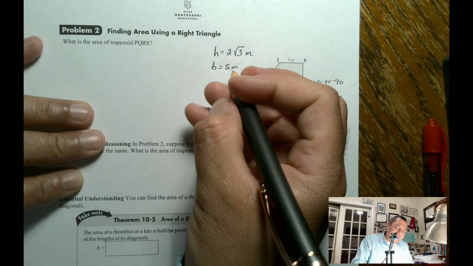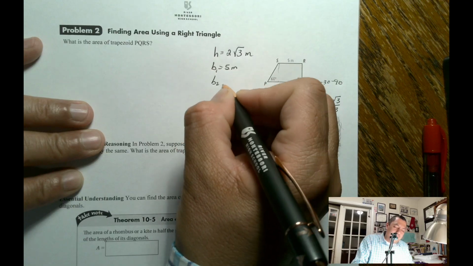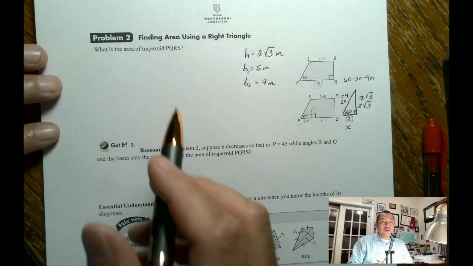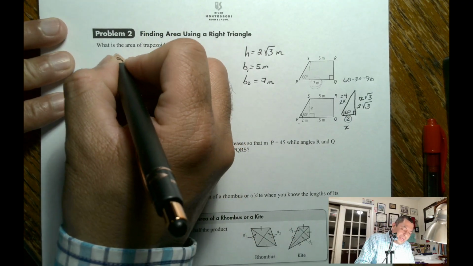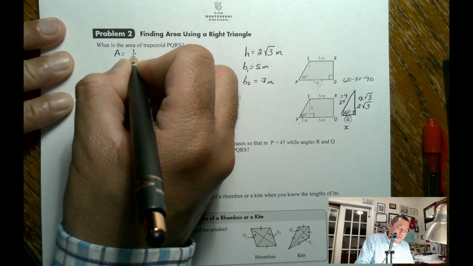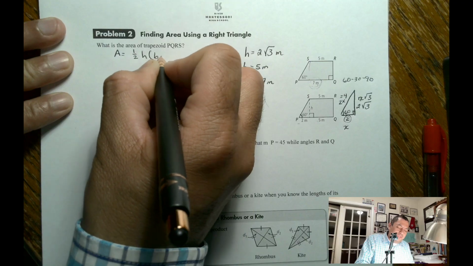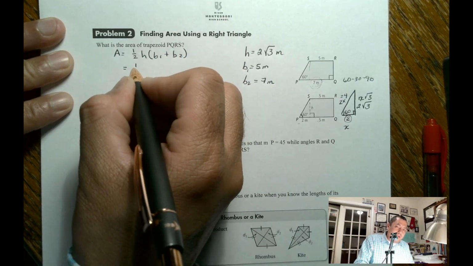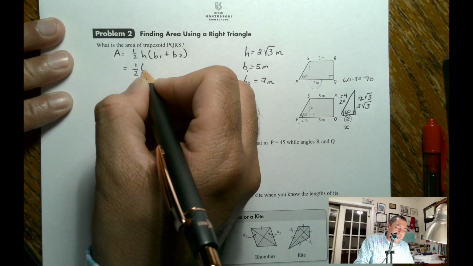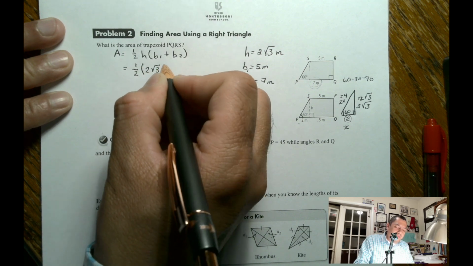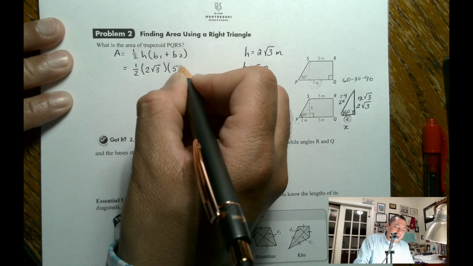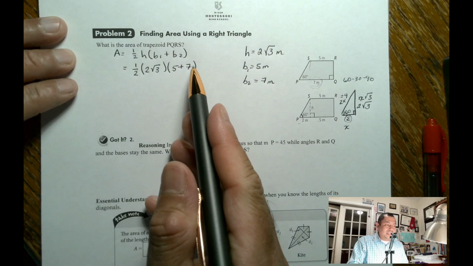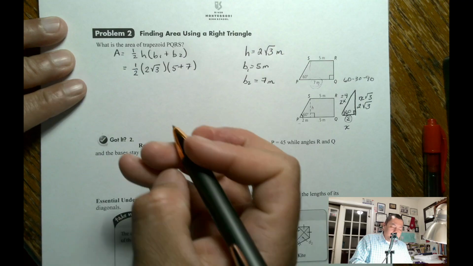5 plus 2 is 7. So base 2 is equal to 7 meters. What is the area? Let's use the formula. Area is equal to 1/2 height times (base 1 plus base 2), which is equal to 1/2 times 2 square root of 3 times (5 plus 7). Let's simplify. 5 plus 7 is 12.